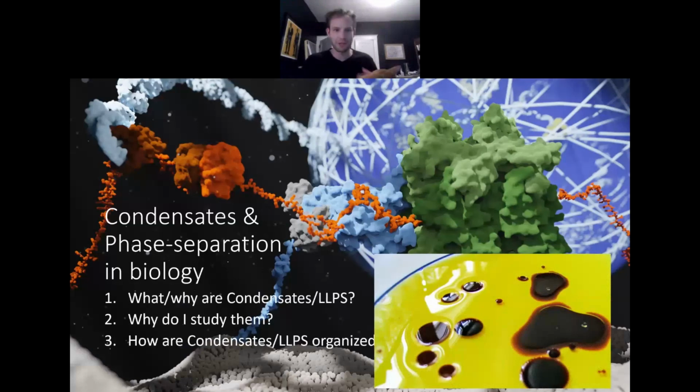Separation, I have an image of oil and vinegar here as an example of liquid-liquid phase separation, where the oil and the vinegar phases aren't compatible with each other. And so they're both liquid, but they hang out apart from each other. And this is actually really interesting because we're now finding out that the cells use a similar principle to organize themselves. So I'm going to be starting off going over what and why are condensates in liquid phase separation, why do I study them, and how are condensates and liquid-liquid phase separation used to organize the cell.